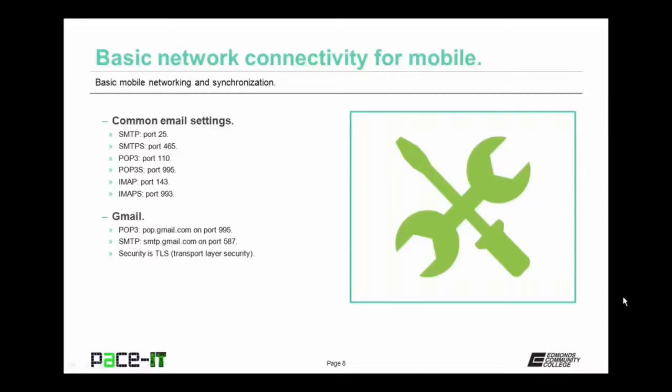The default configuration for Gmail would be pop.gmail.com on port 995 for their POP3 server. Their SMTP server is located at smtp.gmail.com, and it's usually on port 587. And the security level is TLS, that's Transport Layer Security.